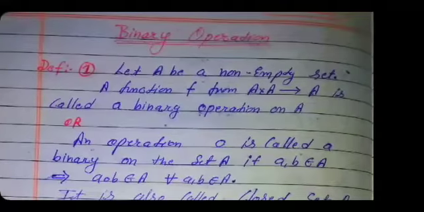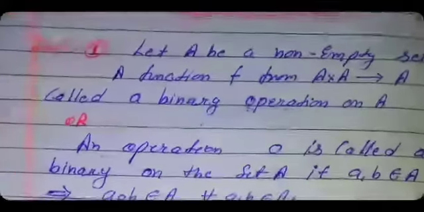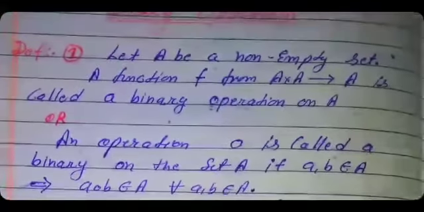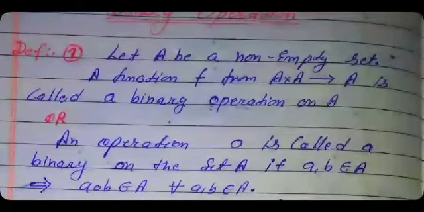Let's start. Definition of binary operation. Let A be a non-empty set and a function f from A cross A to A is called a binary operation on A. Binary operation is also a function from a pair of elements to a single element.